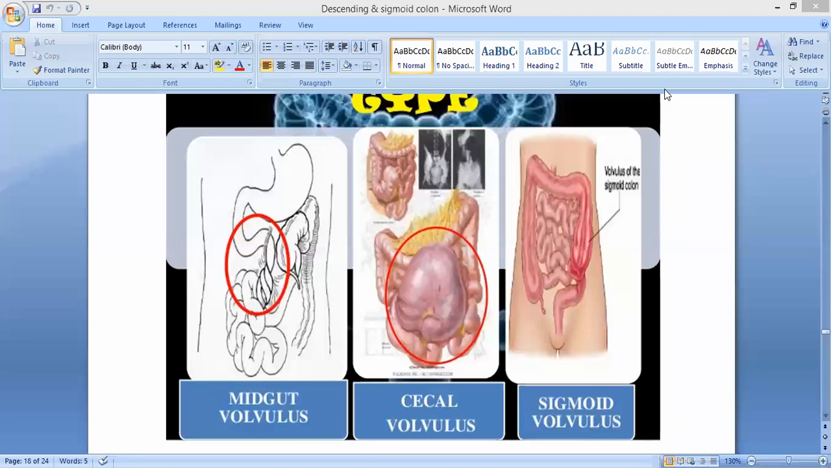The loop of the intestine twists around itself, or its mesentery. So what is it going to do? It is going to lead to bowel obstruction. And if there is a bowel obstruction, then the patient will come to you with abdominal pain, vomiting, bloating, constipation, okay? Or sometimes bloody stool.